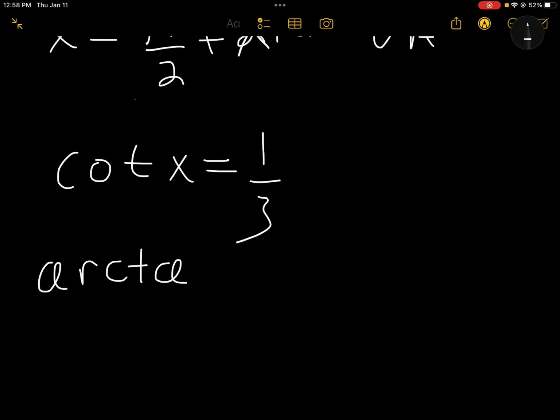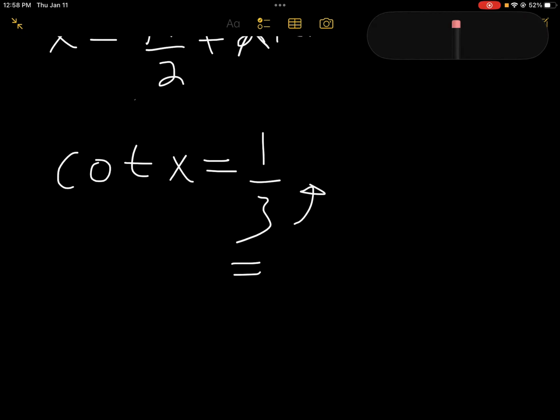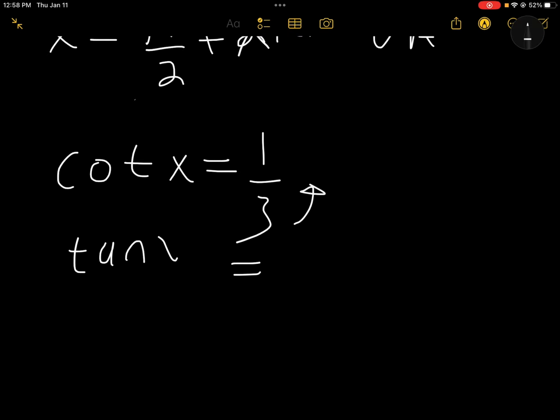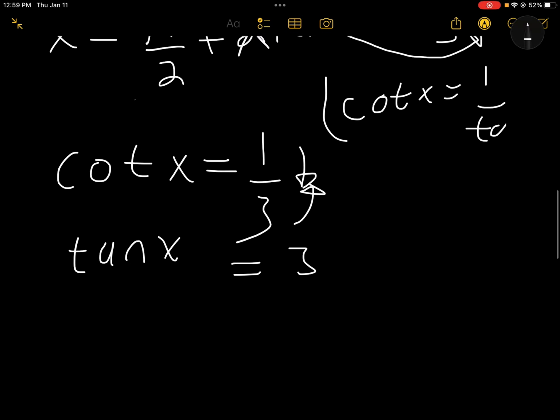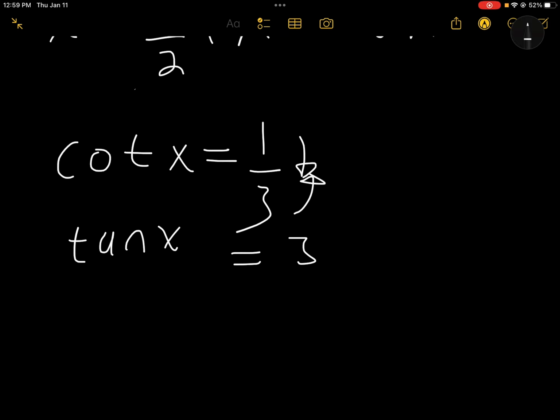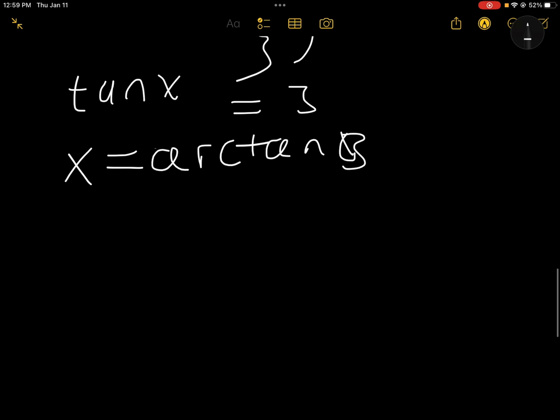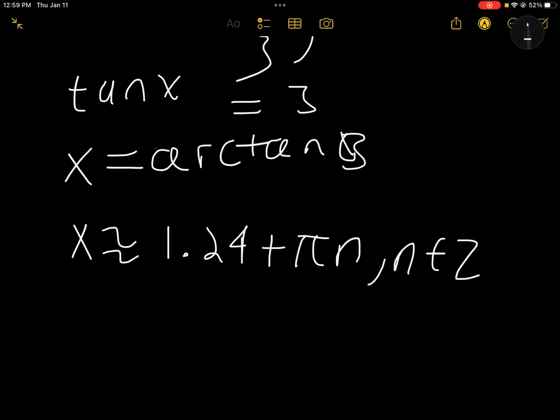So, arctan, and we have to flip this, remember? Oh, I probably should have written tan first. Tan of x, and then this just becomes 3, because we're flipping it. Remember? Right up here. So, tan of x equals 3, then x equals arctan of 3, and then x will be about 1.24 plus pi n, so n is an element of Z. And so that's our solution.